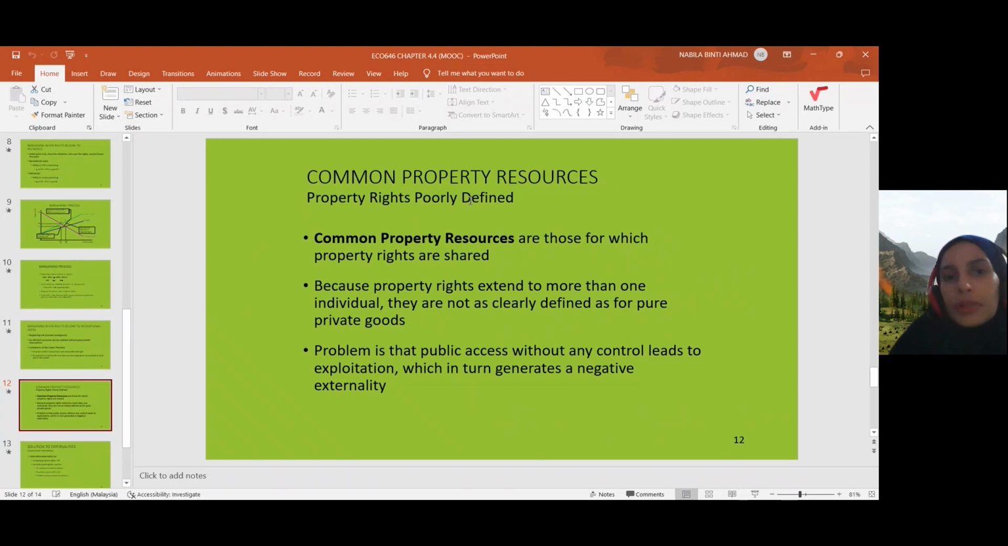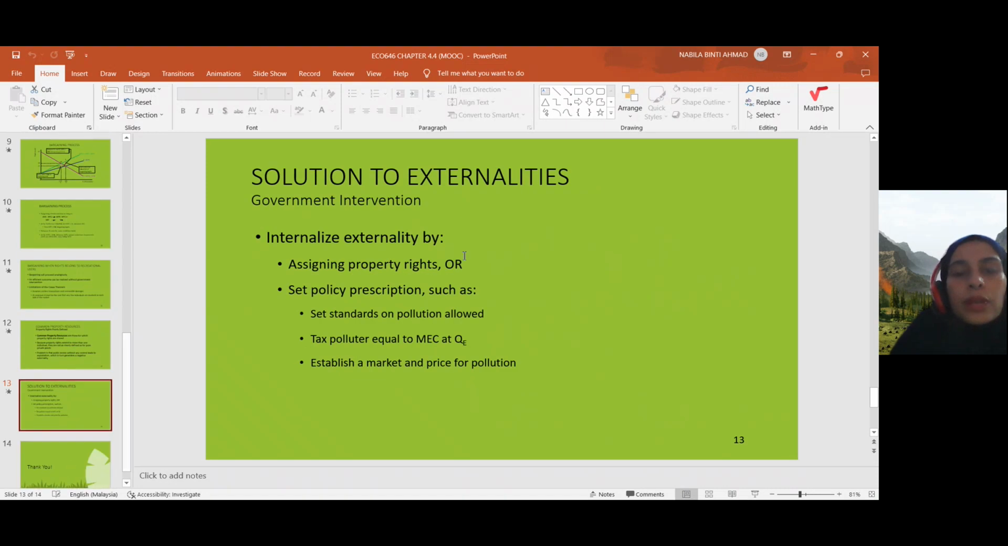So what are common property resources? Common property resources are those for which property rights are shared. Because property rights extend to more than one individual, they are not as clearly defined as for pure private goods. The problem is that public access without any control leads to exploitation, which in turn generates a negative externality. So what is the solution to externality? Of course, we need government intervention. Internalize the externality by assigning property rights by the government, or set policy prescriptions: set standards on pollution allowed, tax the polluter equal to marginal external cost at QE, and establish a market in price for pollution, right?